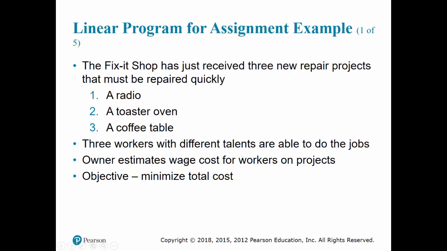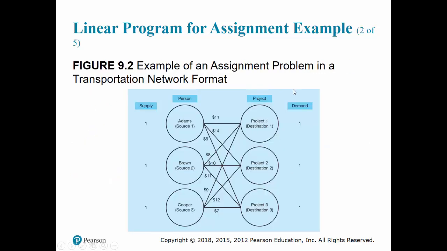So here, we have 3 workers with different talents who are able to do the jobs with different time estimates. So 3 workers and 3 jobs. And the owner estimates wage cost for the workers on the projects, and we want to minimize the total cost. So here is the setup.